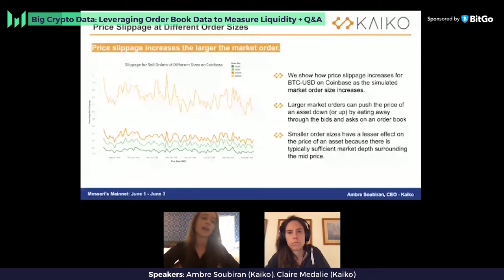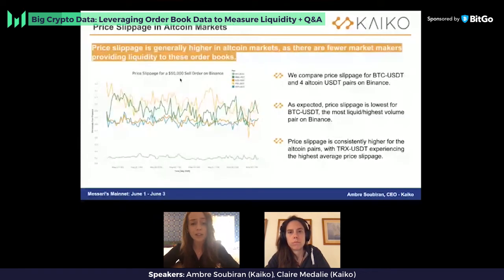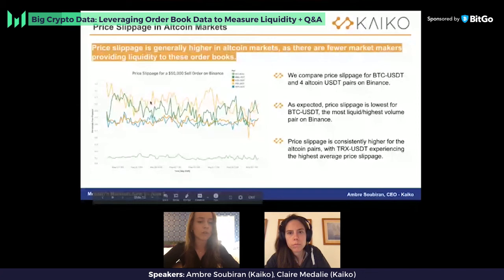And finally, let's look at price slippage in altcoin markets. Price slippage is generally higher in altcoin markets because there are fewer market makers providing liquidity to these order books. In this chart, we compare price slippage for BTC USDT and 4 altcoin pairs on Binance. As expected, the price slippage is very low for BTC USDT, which is actually one of the most liquid pairs in the whole cryptocurrency industry. And then you compare that to 4 other altcoin markets, which are quite a lot higher.